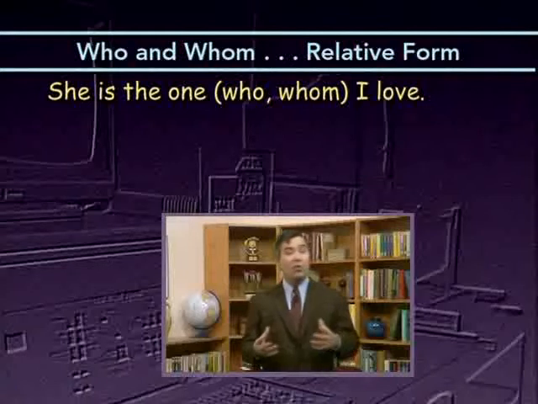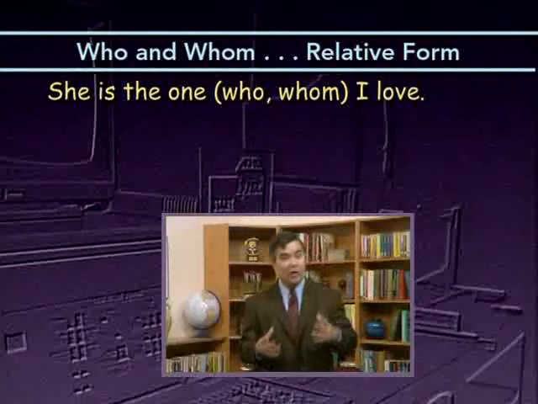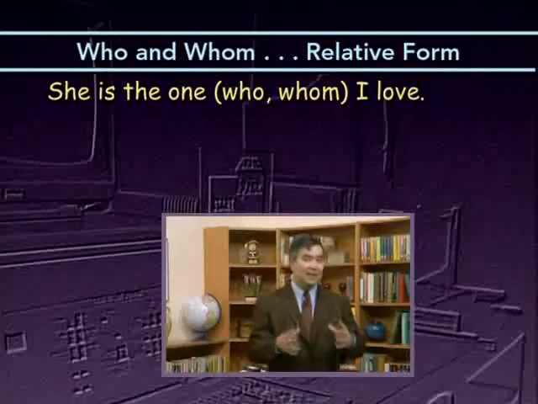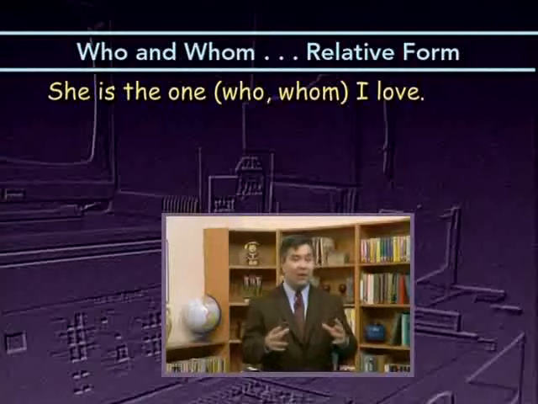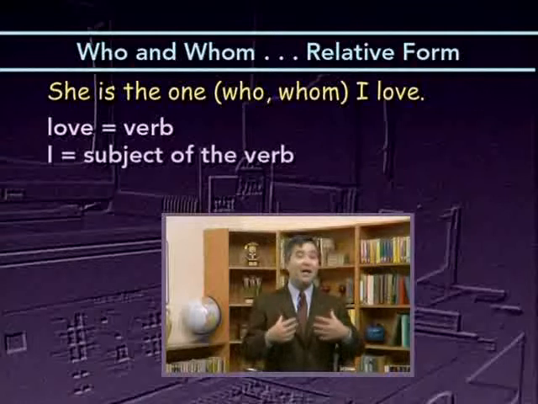Who I love or whom I love. Now, which is correct? Is it who or whom? Well, let's look at the subordinate clause, find the verb, and then ask who or what is the subject of that verb. The verb is love. Who or what is doing the loving? I am. I am the subject.